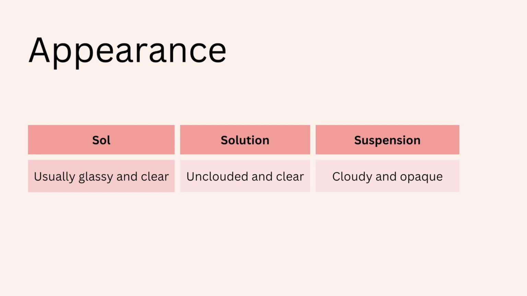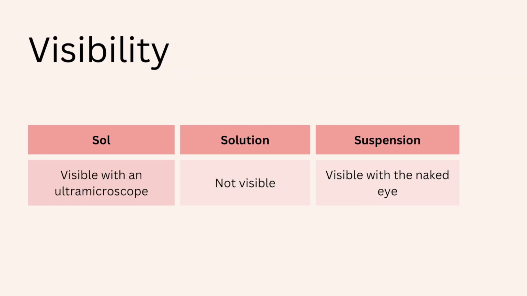The next property that we are going to compare is the appearance of sol, solution, and suspension. A sol appears glassy and clear usually, whereas solutions are very clear, they are unclouded, whereas suspensions are either cloudy or completely opaque in nature. Okay, the next category is visibility, in the sense of how you can see the particles. The particles are visible in a sol only under an ultra microscope, whereas in a solution they are not visible at all. But in a suspension, you can easily see the particles and draw the boundaries just with your naked eye.